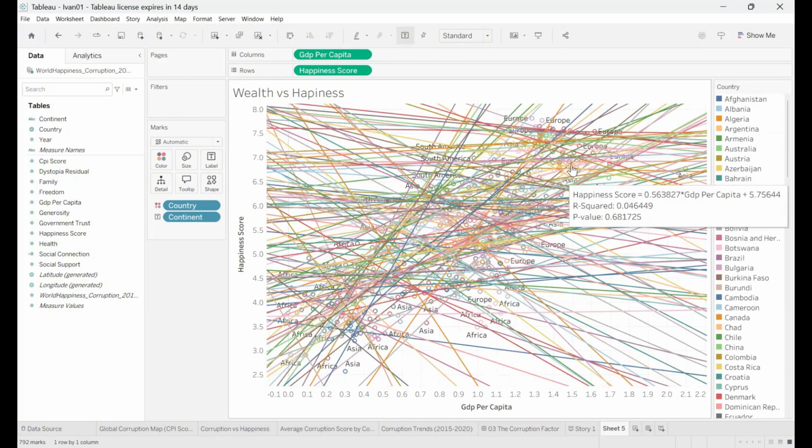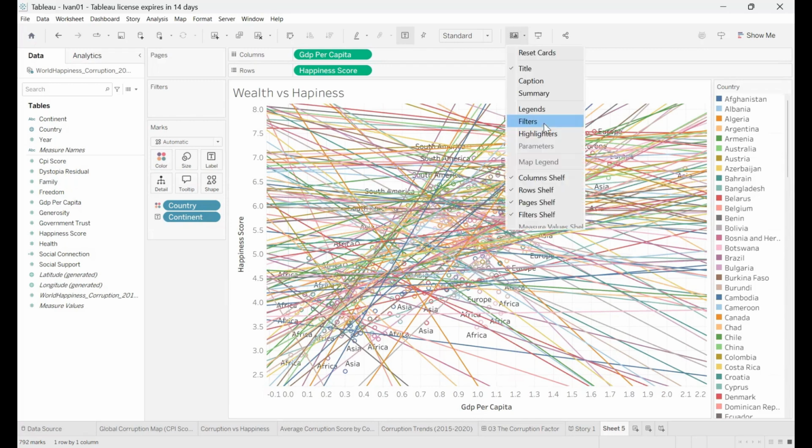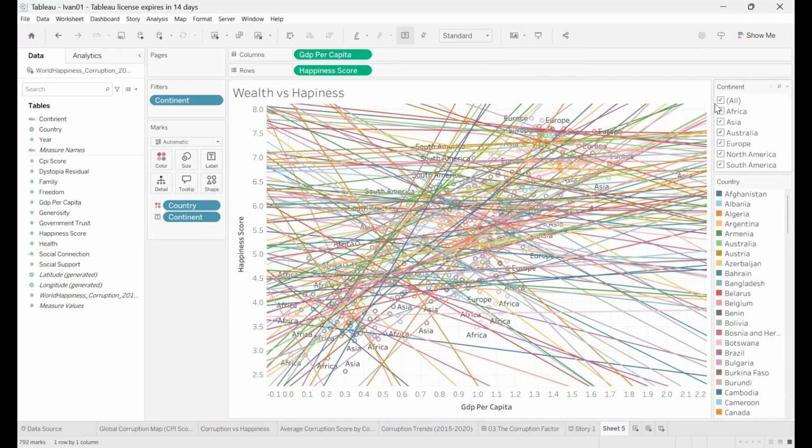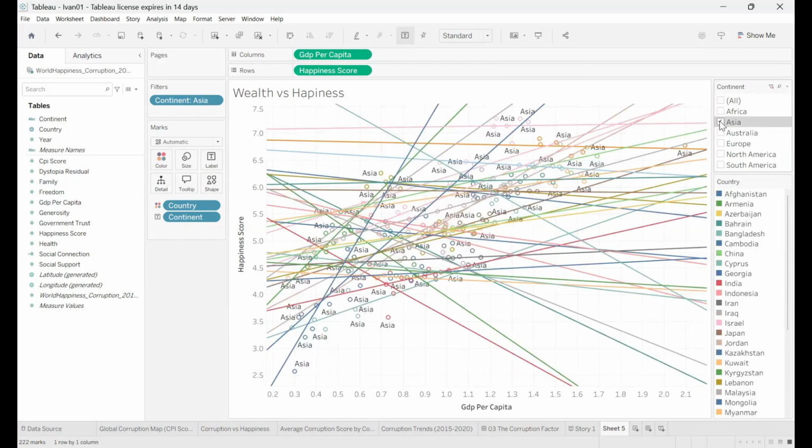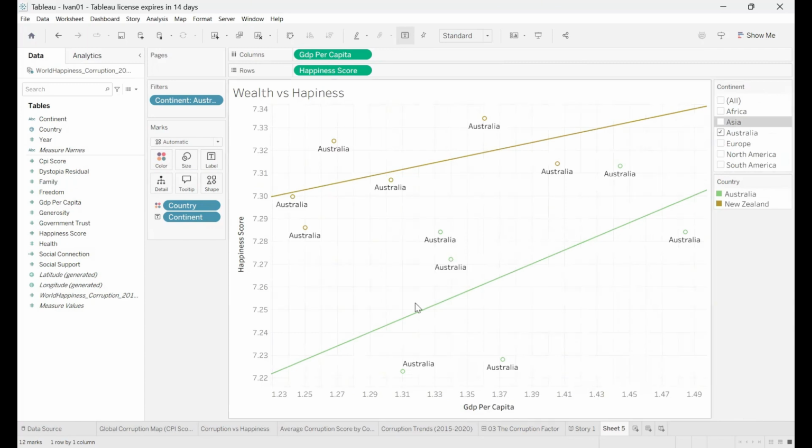You can see it's quite messy, but we can add a filter by continent to solve it. So we can just see Africa, Asia, and this is Australia. You can see basically Australia is quite high.